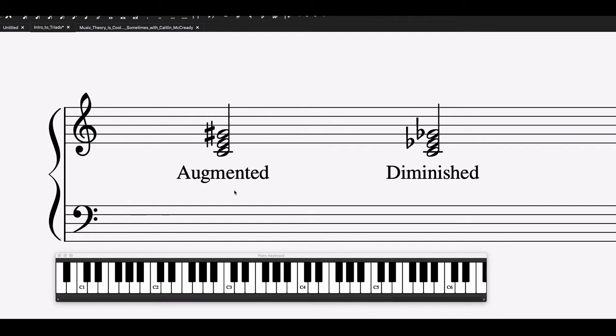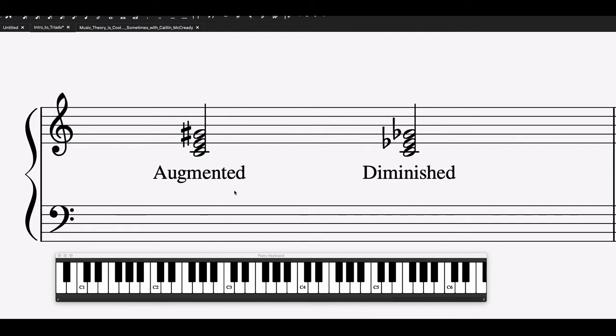Now, if an augmented triad is 2 major thirds, you can probably take a guess at the intervals found in a diminished triad. A diminished triad contains 2 minor thirds. That is, a minor third between the root and the third, and another minor third between the third and the fifth, creating the interval of a diminished fifth between the root and the fifth. I've shown it here with a C diminished triad.